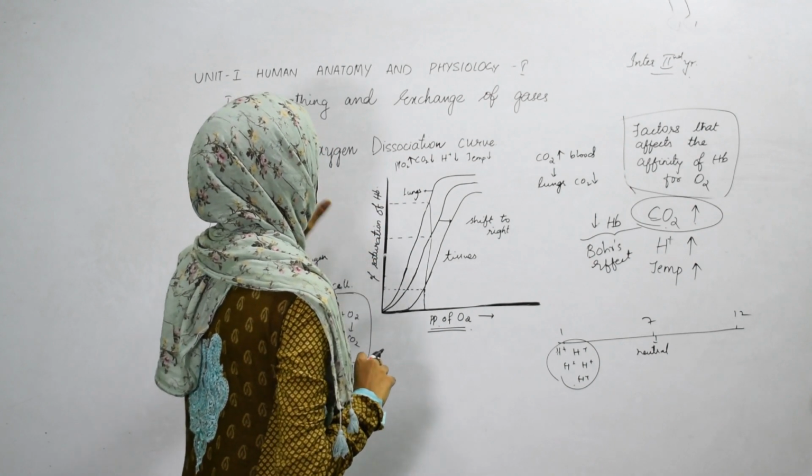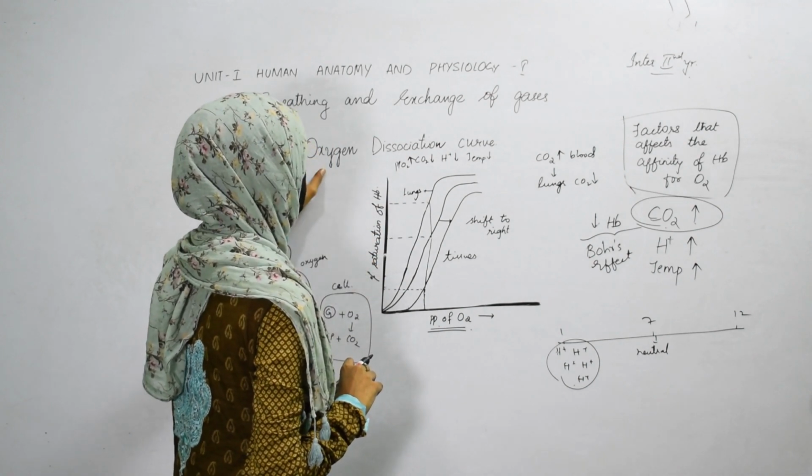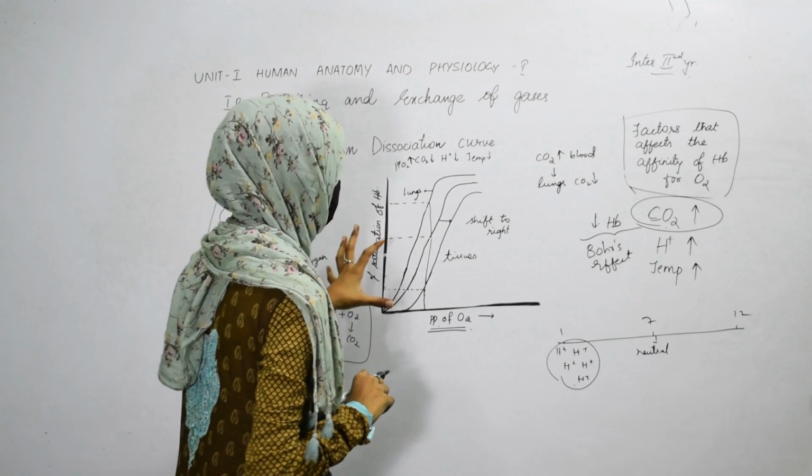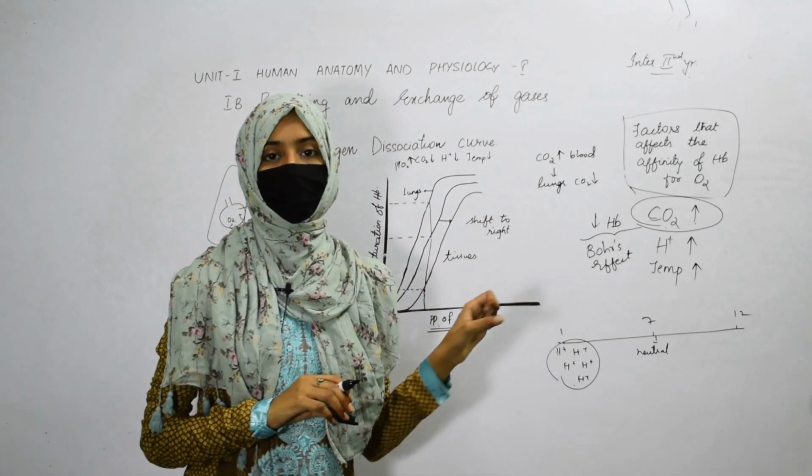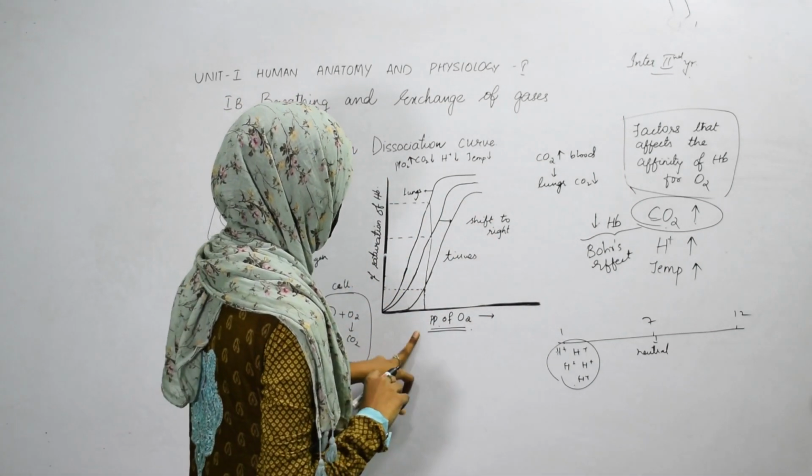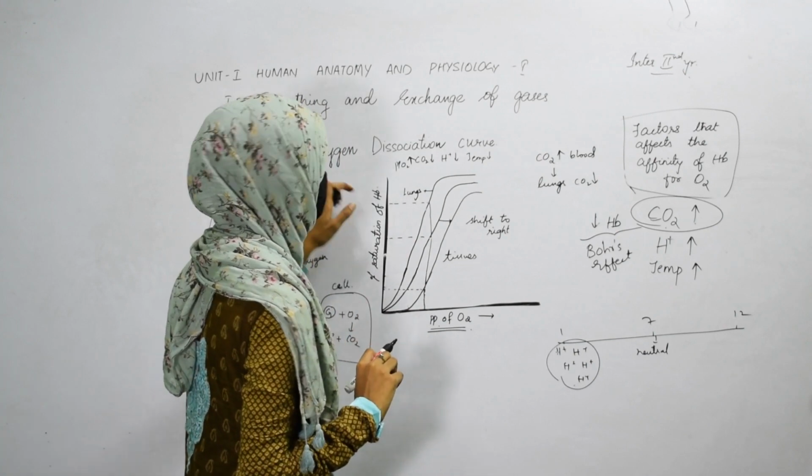So, this graph is called the oxygen dissociation curve, which can be drawn based on the partial pressure of oxygen and the percentage of saturation of hemoglobin.